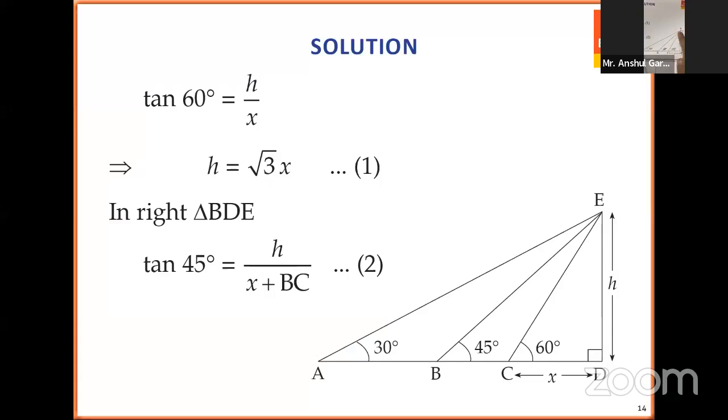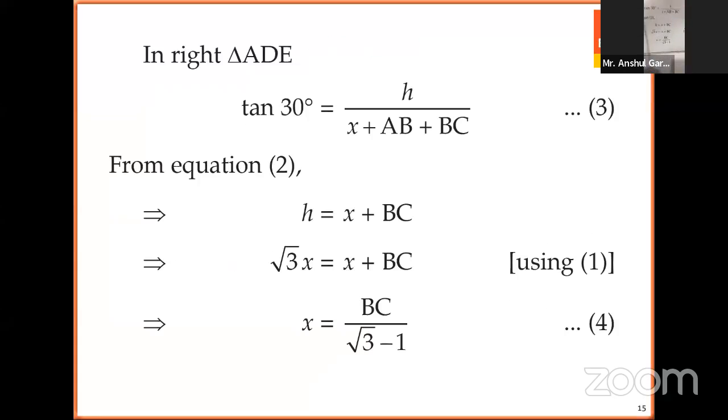Now again we have applied trigonometry in the three right angle triangles. Tan 60 is perpendicular upon base, h by x. Again tan 45 is 1, okay. So h upon x plus BC. Similarly, what is tan 30? h upon x plus BC plus AB. So these three values have to be kept. Let us have the next slide. ये तीन values हमको डालनी है और एक एक करके variable हटाना है. So we have to just remove the variable.